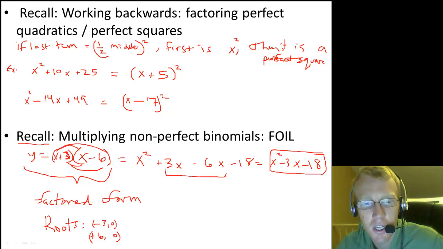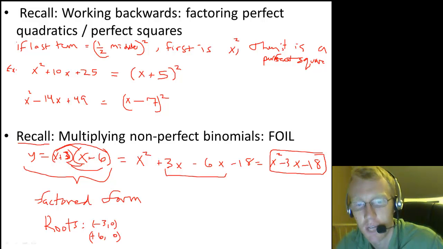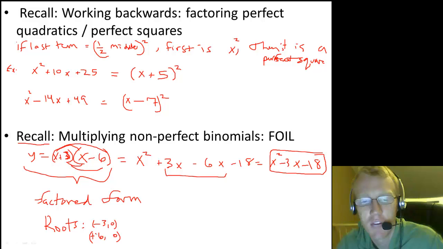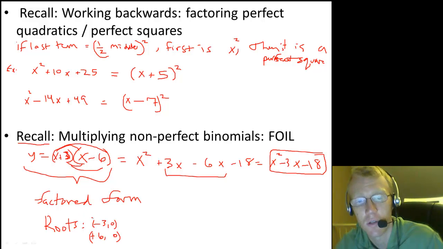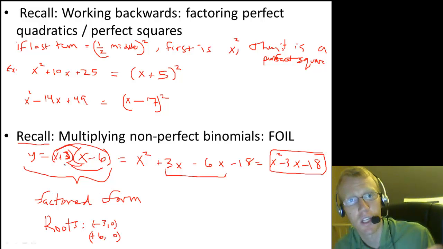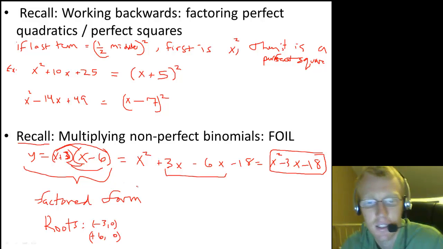So if you plug in a negative 3 right here, then you'll have negative 3 plus 3, which will be 0, and 0 times whatever this is is 0. If you plug in a positive 6 right here, 6 minus 6 is 0, so the whole thing will be 0. So if you plug in the opposite sign of what's there, it'll give you 0 as the answer, which means it's a root, a point on the x-axis.